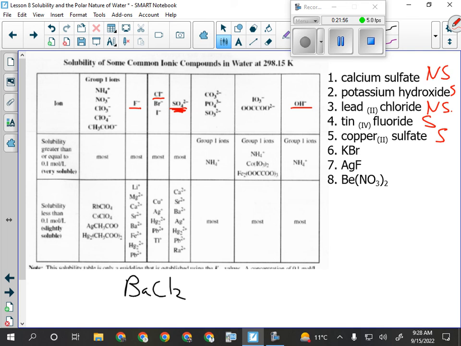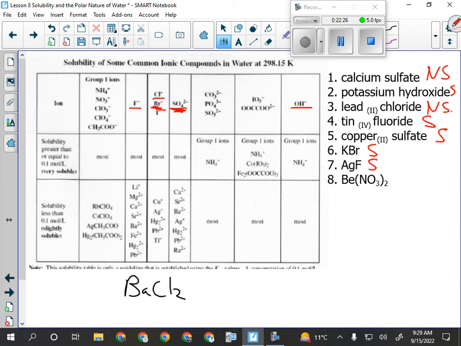Okay, number 6, potassium bromide. Bromine is right here, soluble with most things, but not with copper, silver, mercury, lead, or tantalum, so that one is soluble. All right, silver fluoride. Fluorine's right here, and silver's not listed in the second row, so that would be soluble. Okay, and beryllium nitrate.